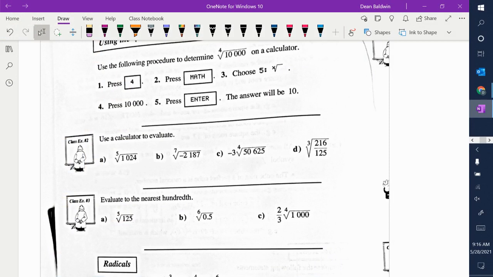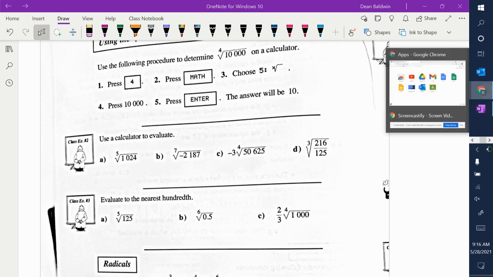Now, everybody's going to have a different calculator. You can use your phone if you want to for this, but everybody's going to have a different calculator. All right. Sorry, I'm going to stop the video here.